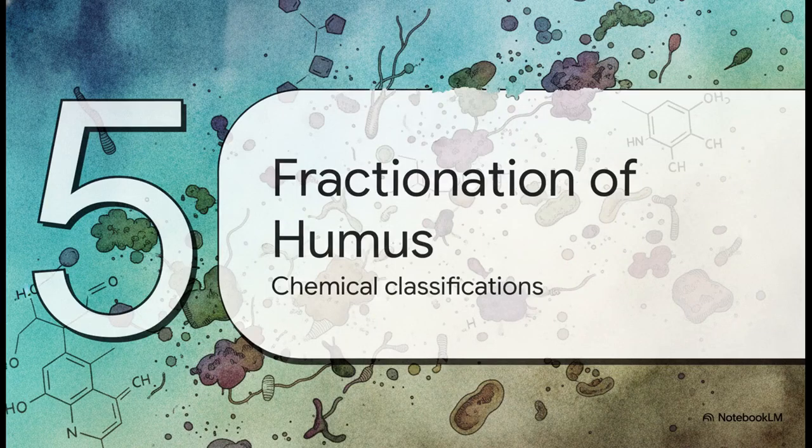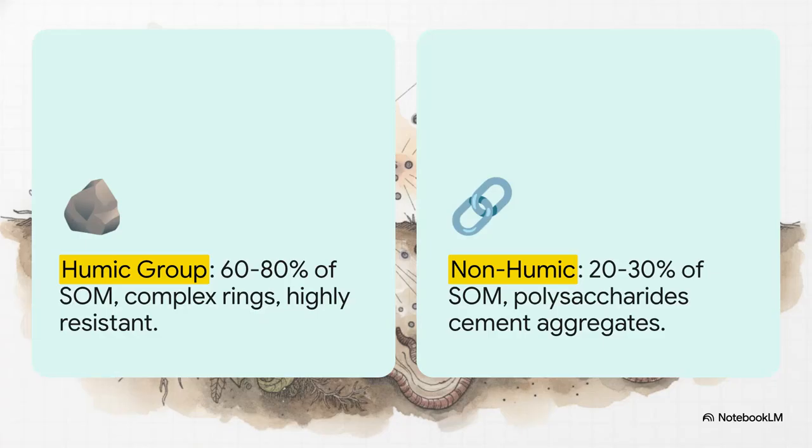And that leads us to our final section, Part 5. Fractionation of humus. Now that we know how humus is made, let's break it down into its specific chemical classifications. There's a fundamental split in soil organic matter, dividing it into two main groups. The humic group makes up the vast majority, about 60 to 80%, and it's characterized by highly resistant, complex aromatic rings. On the flip side, the non-humic group makes up the remaining 20 to 30%. These are less complex, specific compounds, like polysaccharides, which actually play a crucial physical role in cementing soil aggregates together.